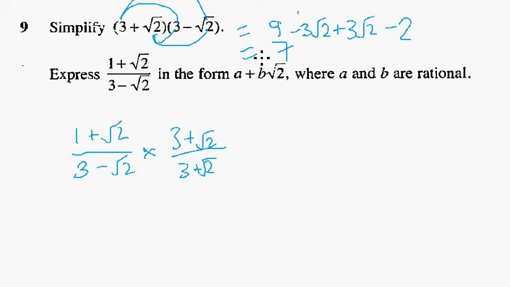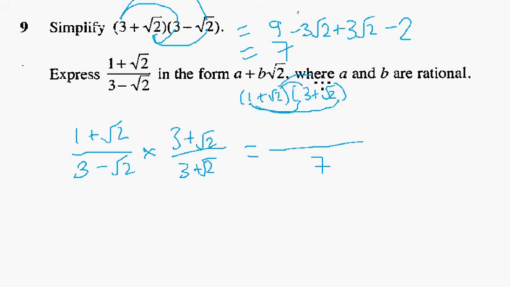The top is going to be slightly more complicated, so we know that's 7 already. For 1 plus root 2 times 3 plus root 2, again, we're using the same principle here as before, multiplying out brackets. We've got 1 times 3, we've got 1 times root 2, we've got root 2 times 3, we've got root 2 times root 2. That's all plus here, which makes life a bit easier. 1 times 3 is obviously 3. 1 times root 2 is root 2. Root 2 times 3 is 3 root 2. And root 2 times root 2 is 2.